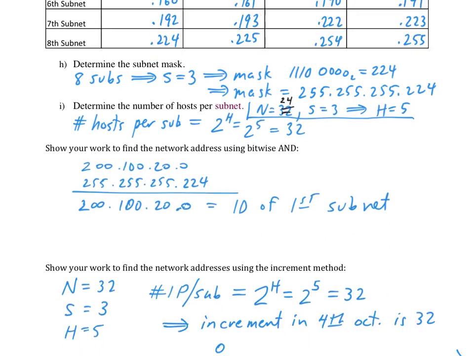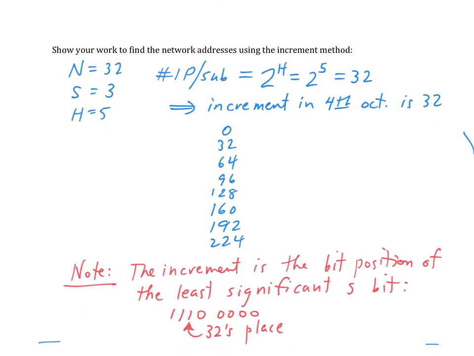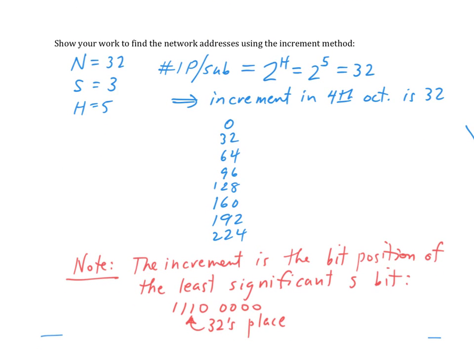It asks you below here to show your work in finding the increment, to find those networks. And I did the same thing here. I wrote N equals 32. It's supposed to be 24. Got to check your work. So if N is 24, and if we're dividing into 8 subnets, S must be 3. That leaves 5 bits left over for the hosts. 32 hosts per subnet, and we're going to increment in the 4th octet by 32. So counting by 32s, we get this sequence.